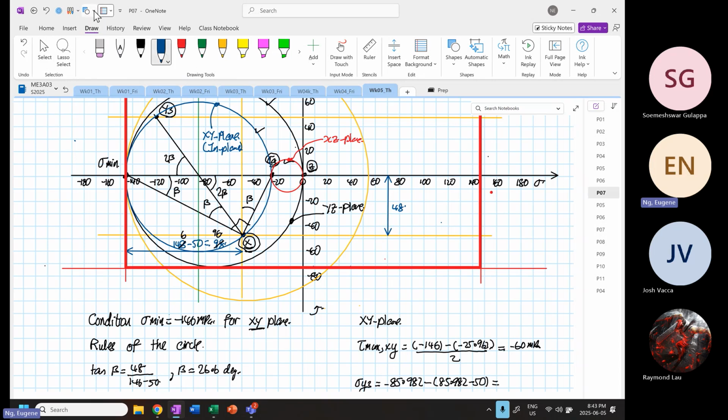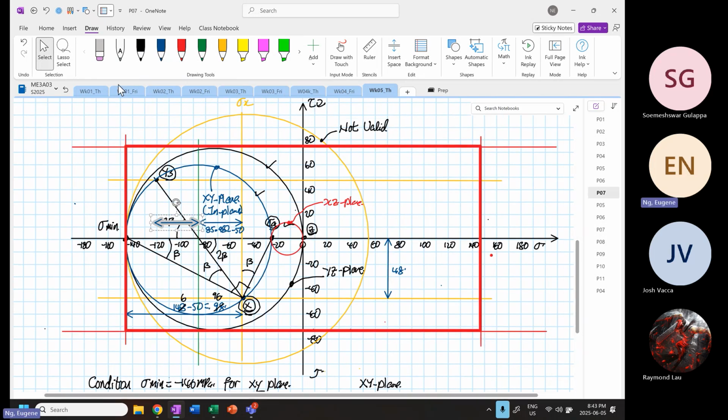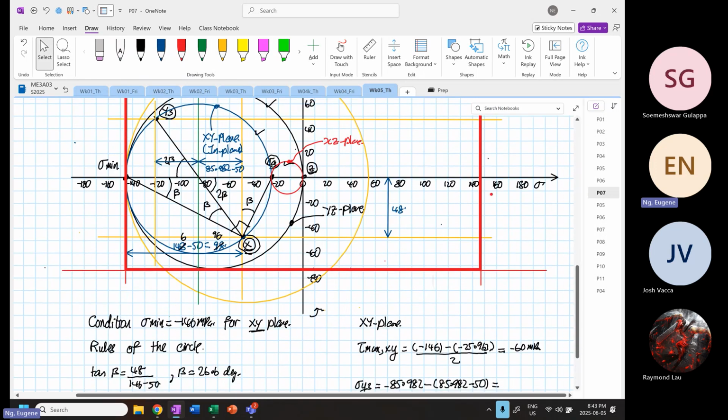Okay, so if we look at this distance over here, right? This is equal to 85.982 minus by 50, right? So if I copy and paste this distance, right? And then if I draw a yellow line, right? If I draw precisely, okay? So it's somewhere around here. It happened to be the same. You all can see that, right?